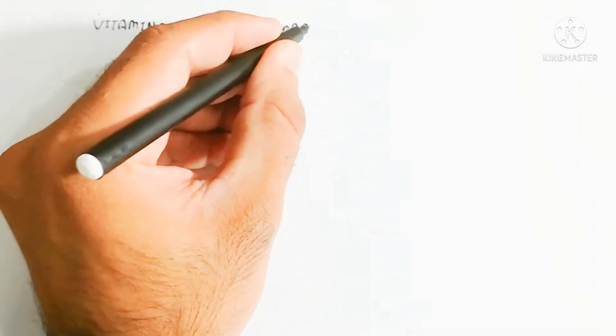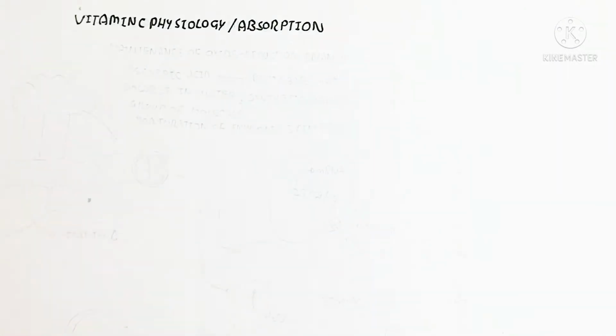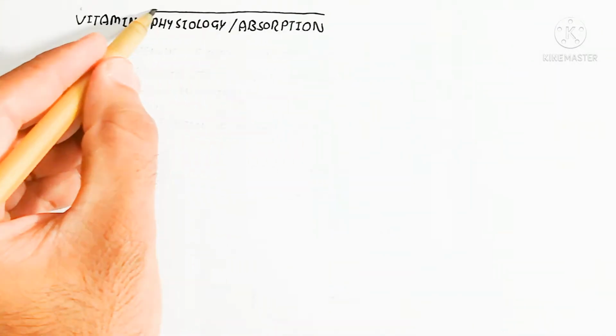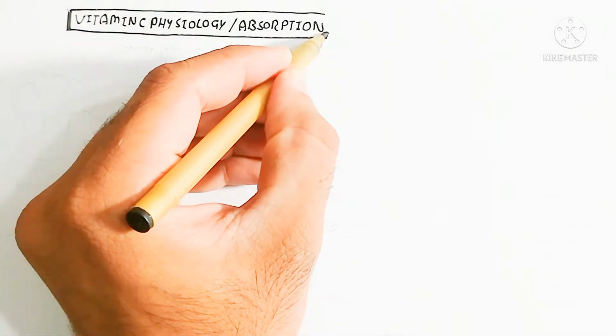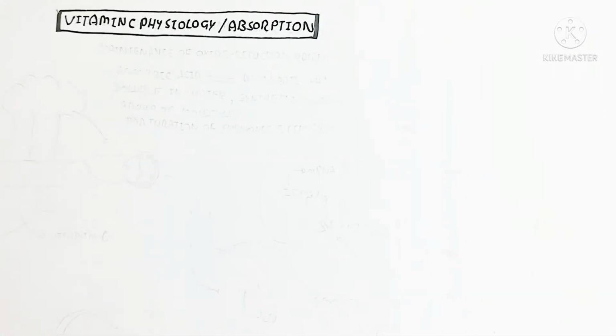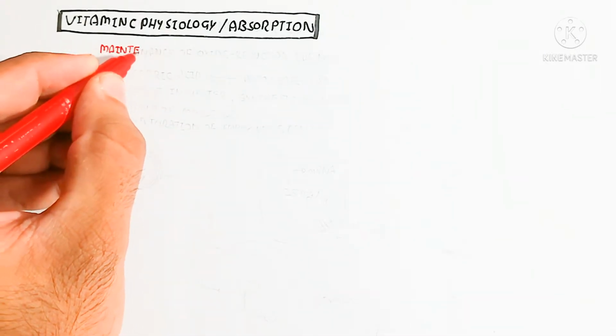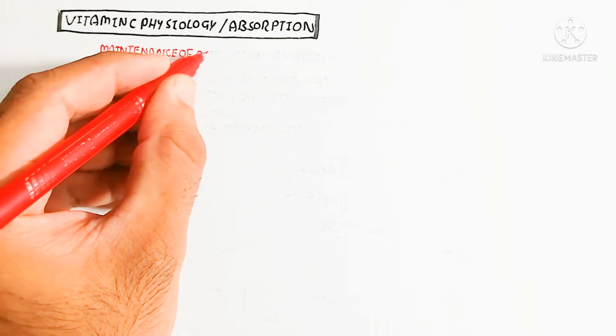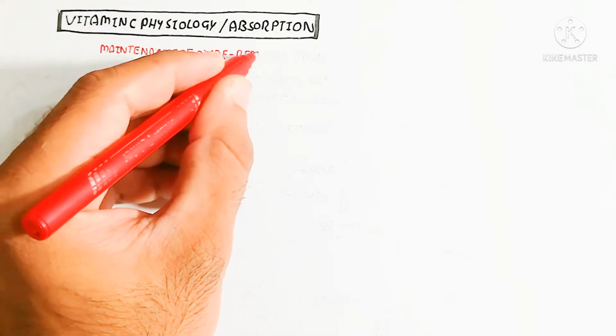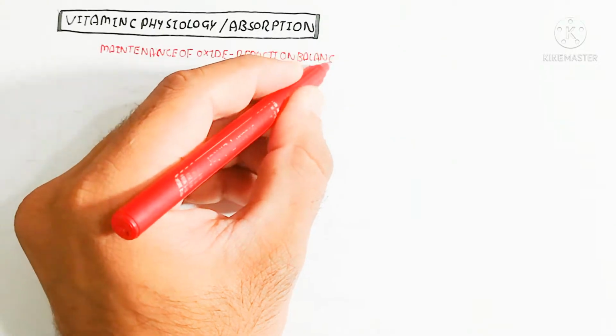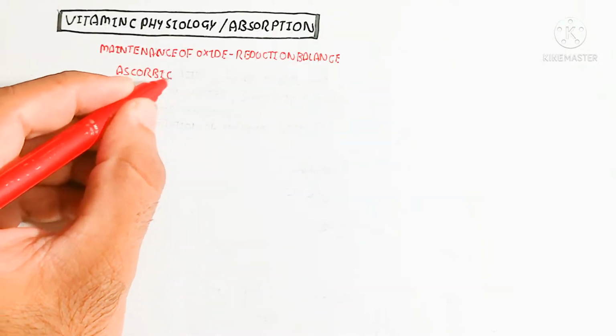Hello, in this video we will look at vitamin C physiology and its absorption. Vitamin C is the antioxidant we will discuss. It is used for the maintenance of oxidation-reduction balance. Ascorbic acid can be converted into ascorbate and donate a proton.